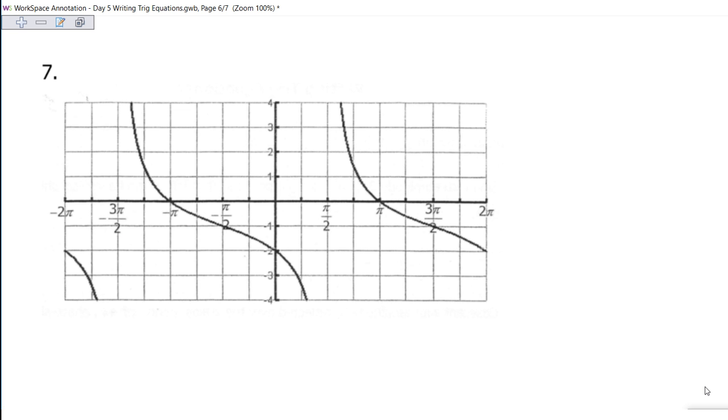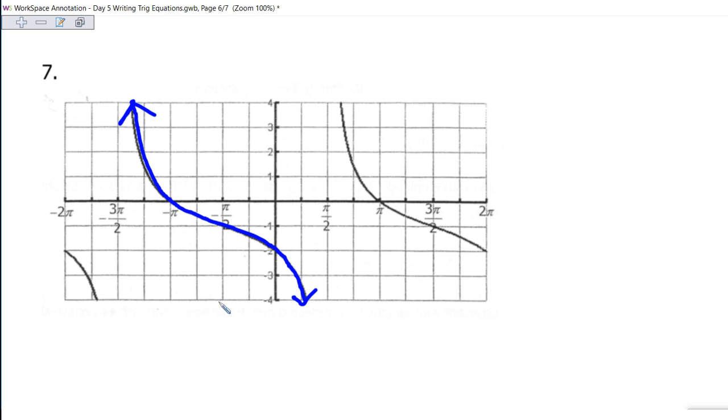Okay, next one. Problem number 7. This looks like what two functions? Tangent or cotangent. So for tangent and cotangent, I would deal with this one right here because I can see the complete period. So let's use this one period of the graph to write both equations. So on number 6, I chose 2 different segments, but you could use just one segment.